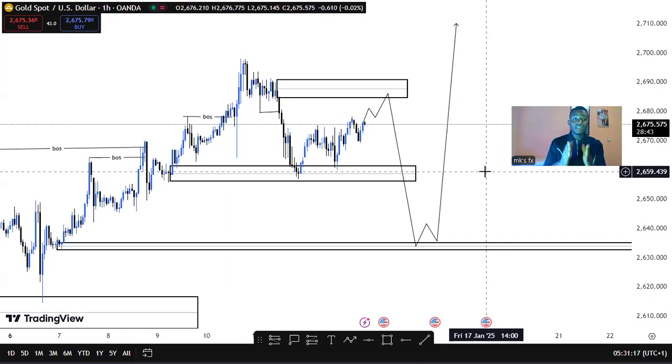So since we already have our bias, my overall bias on CPI is bearish on gold. And if gold is bearish for the CPI prediction, it means at least the fundamental data should be bullish or strong for the US dollar. So since I already have this in mind, I'll go now and read my fundamental analysis to see if it aligns with my technical analysis.